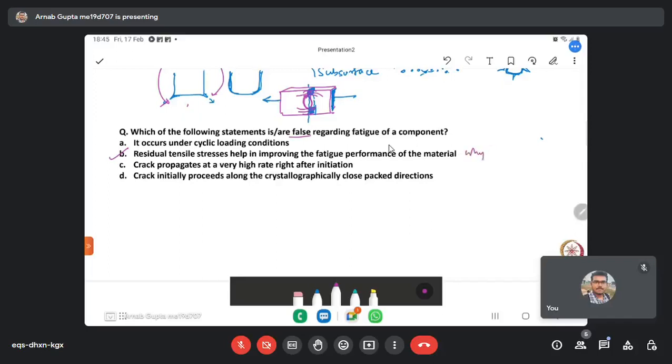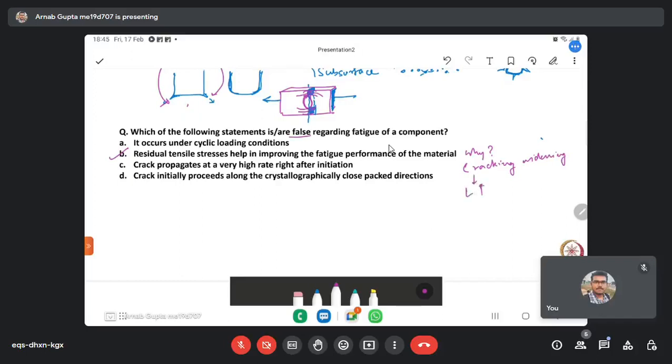What happens under the action of tensile stress during the crack propagation? So crack widening takes place during the tensile component of the loading. The crack propagation length increases.